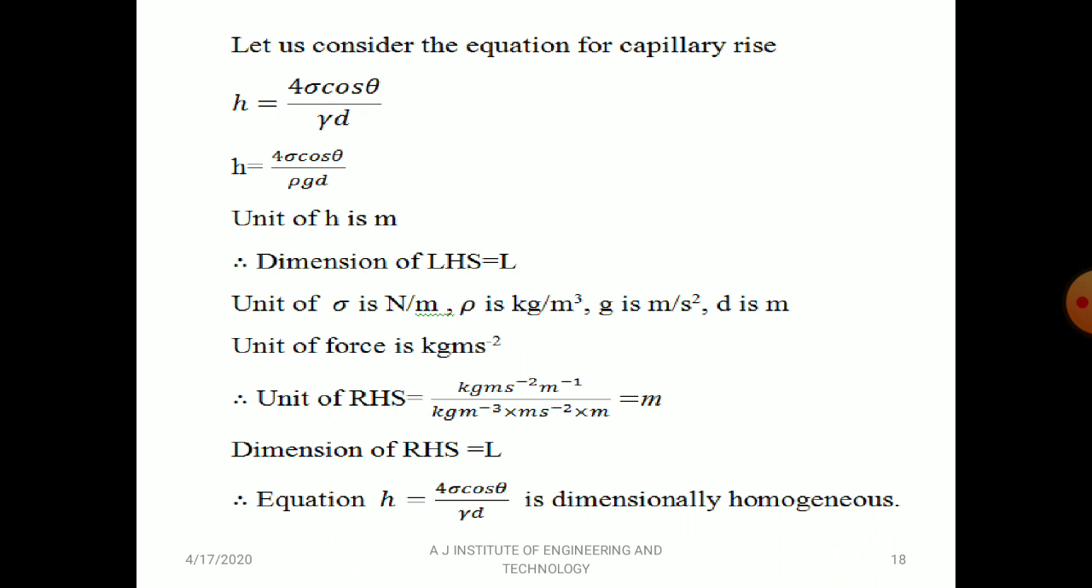Don't forget, here 4 is a constant, as well as cos theta, which is also a constant value. So there is no dimension for 4 and cos theta. So that is an important thing in this formula.